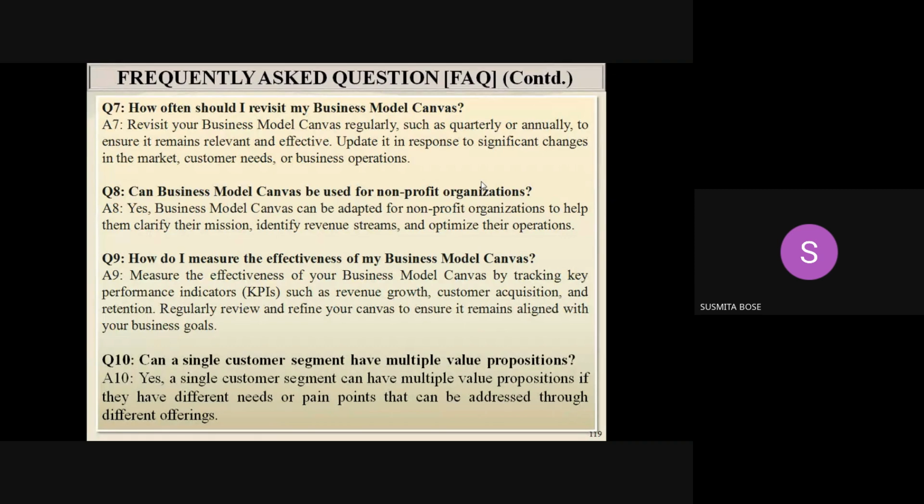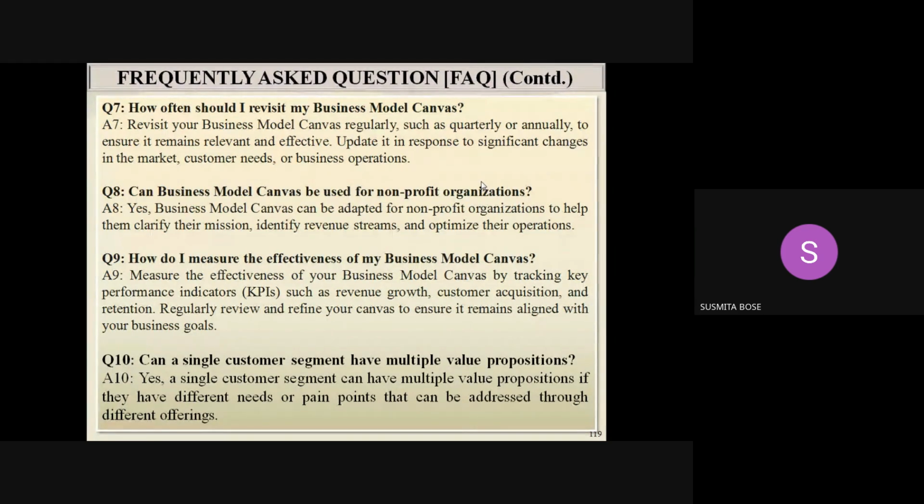How do I measure the effectiveness of my BMC? Measure the effectiveness of your BMC by tracking key performance indicators such as revenue growth, customer acquisition and retention. Regularly review and refine your canvas to ensure it remains aligned with your business goals.